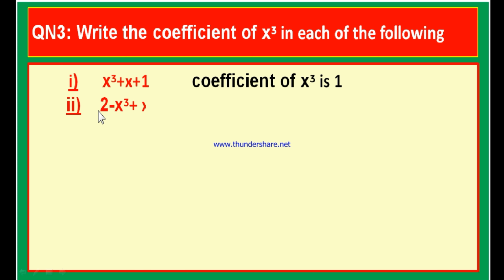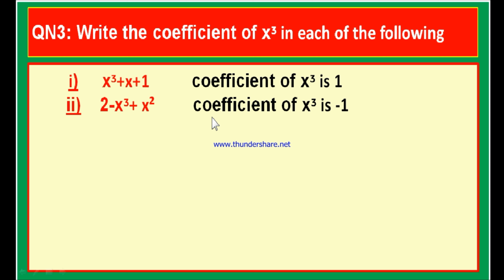Now the second one, 2 minus x cube plus x square. Here there is only one x cube term, in which there is a minus sign before x cube. Therefore, you can write this as minus 1 into x cube. Therefore, the coefficient of x cube is minus 1.